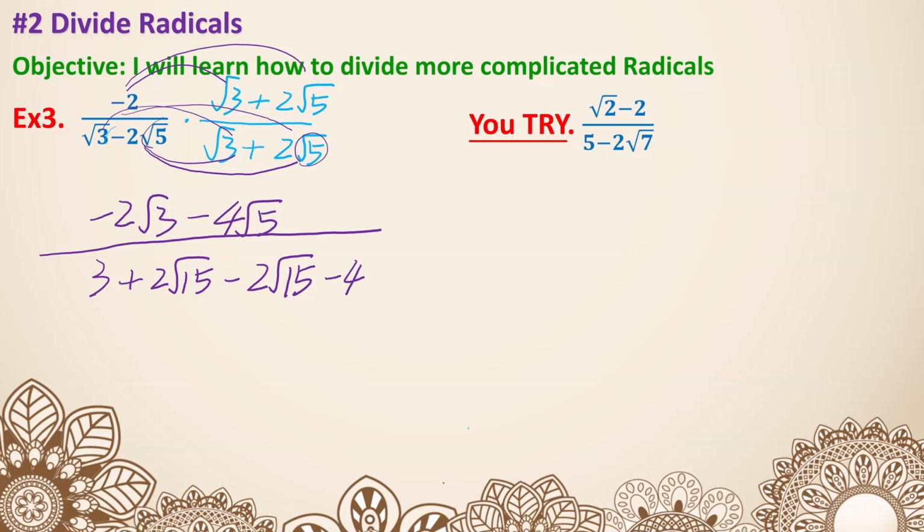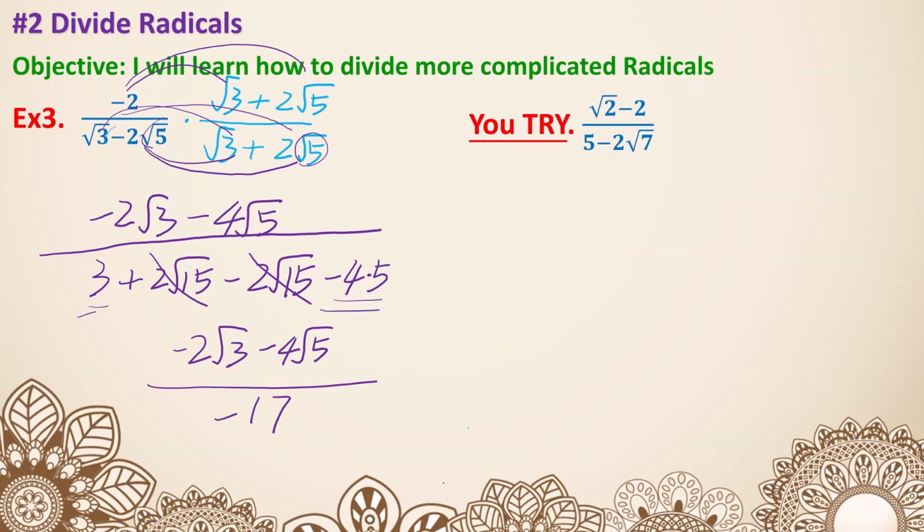And then the square root of 5 times square root of 5 is a 5. So it's the -4 times a 5. The middle two terms cancel. We have -2 square root of 3 minus 4 square root of 5 on the top. On the bottom, it's a 3 and the minus 20 is a -17.